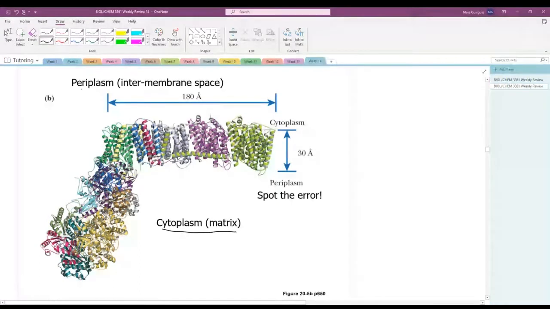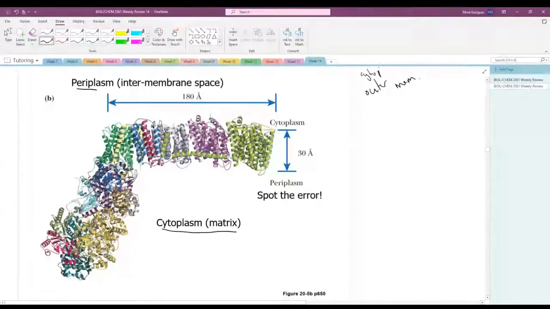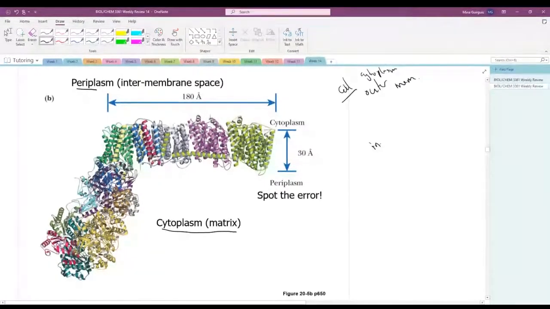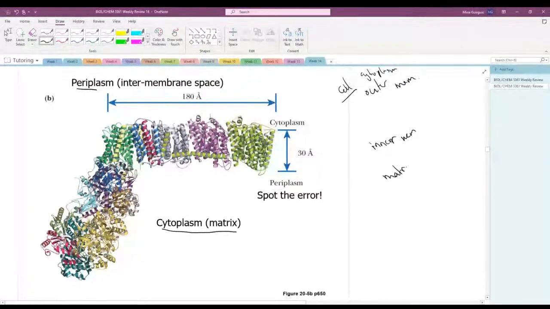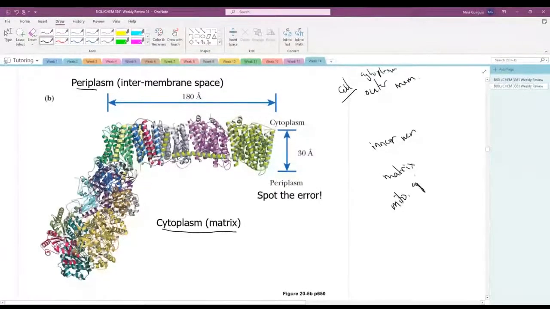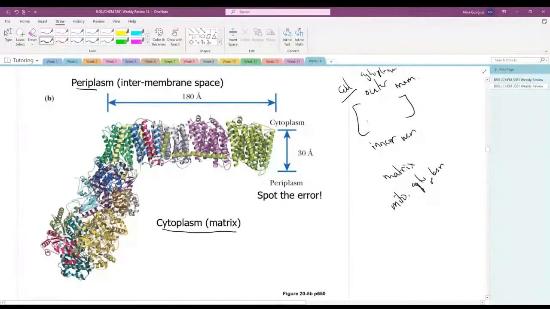The periplasm is known as the intermembrane space. In the diagram we drew before, there was the outer membrane, and out here was the cytoplasm of the cell, so I'm going to label that cell cytoplasm. Then there was the inner membrane, and all the way in is the matrix, or the mitochondrial cytoplasm. This area right here was called the intermembrane space. Now we're just going to give it another name, which is periplasm. There's an error here: these two need to be swapped around.